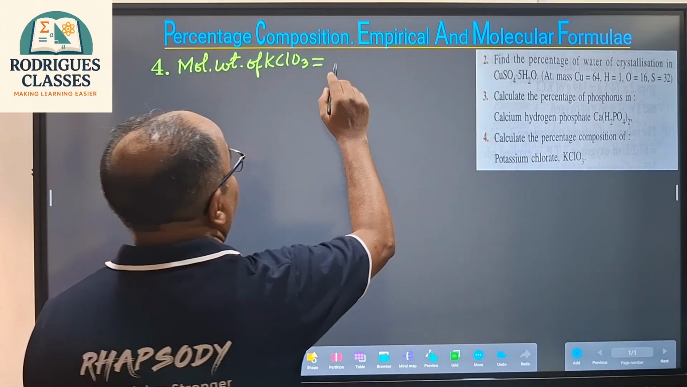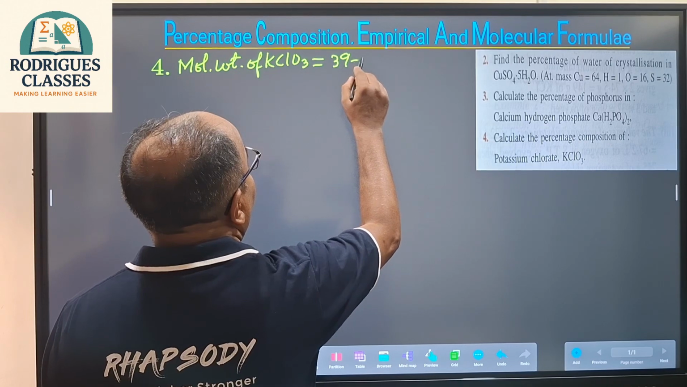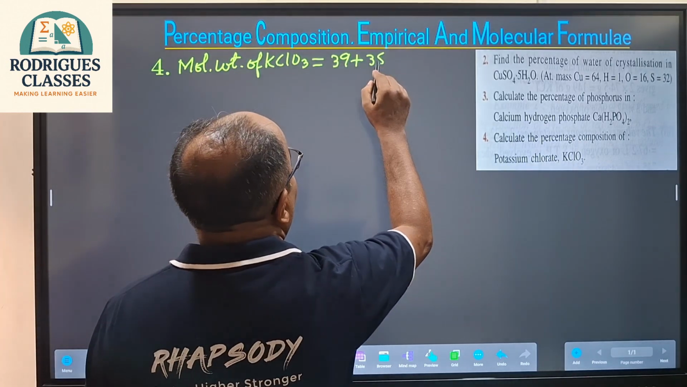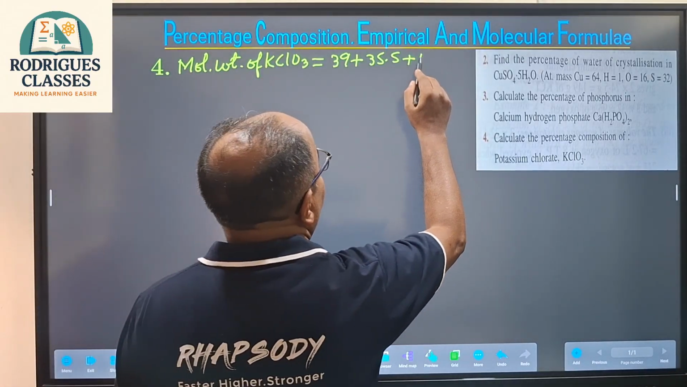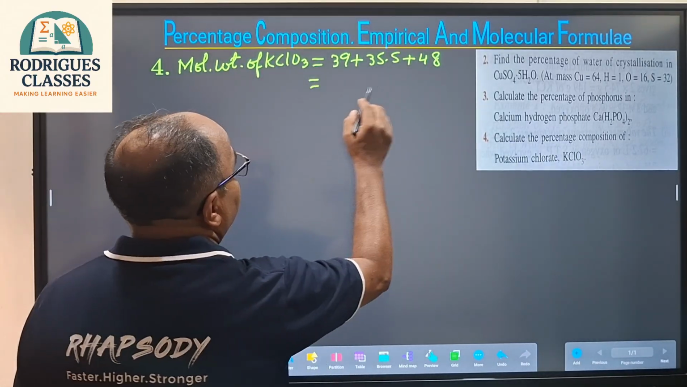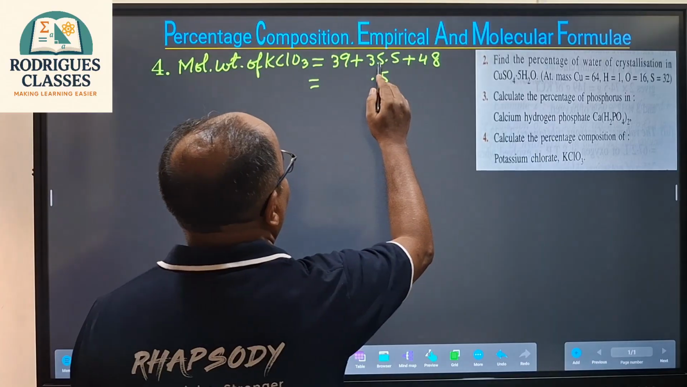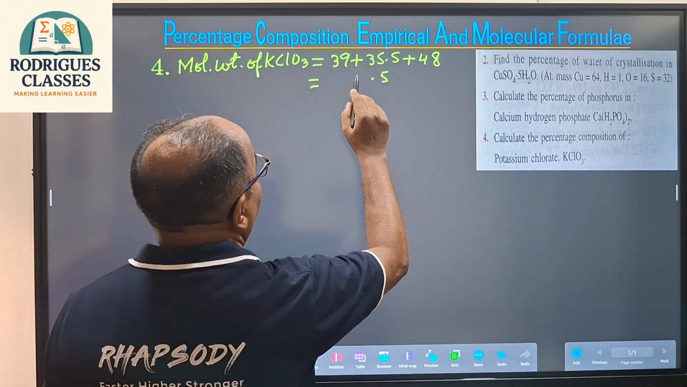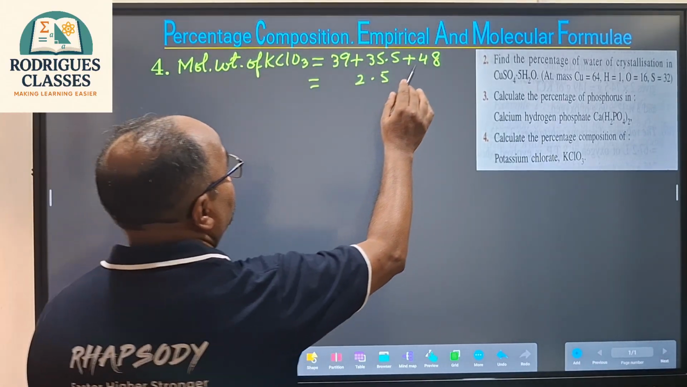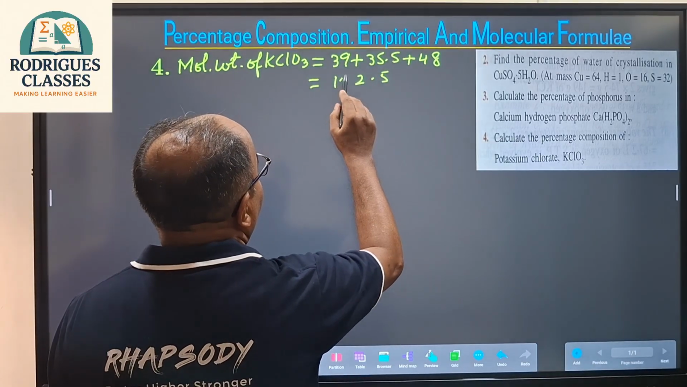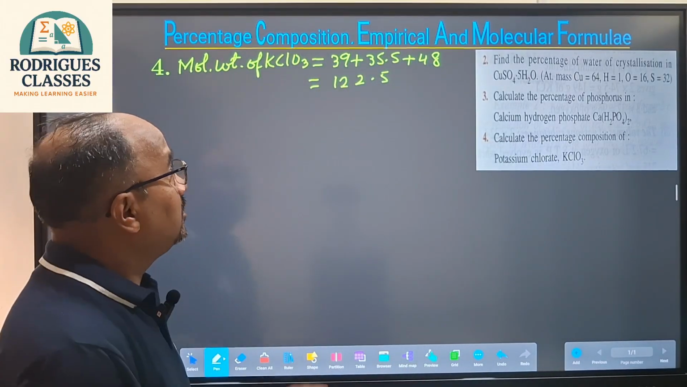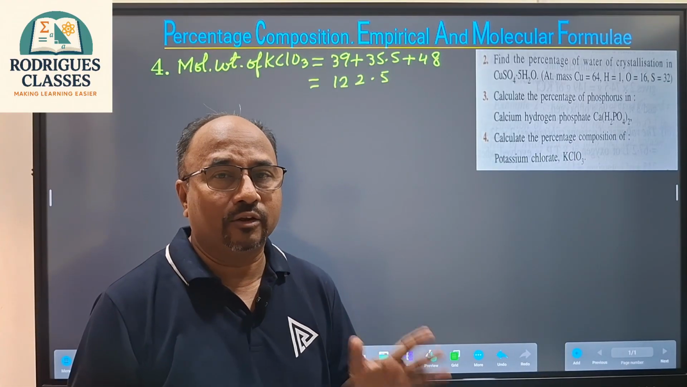So potassium is 39, plus chlorine 35.5, and oxygen is 16. 16 times 3 is 48. So first of all, 0.5, 8, 5, 13, 13 and 9 will give you 22, 2 carry, 6, 3 is 9, 9 and 3 is 12. So this you get as the molecular weight of KClO3.